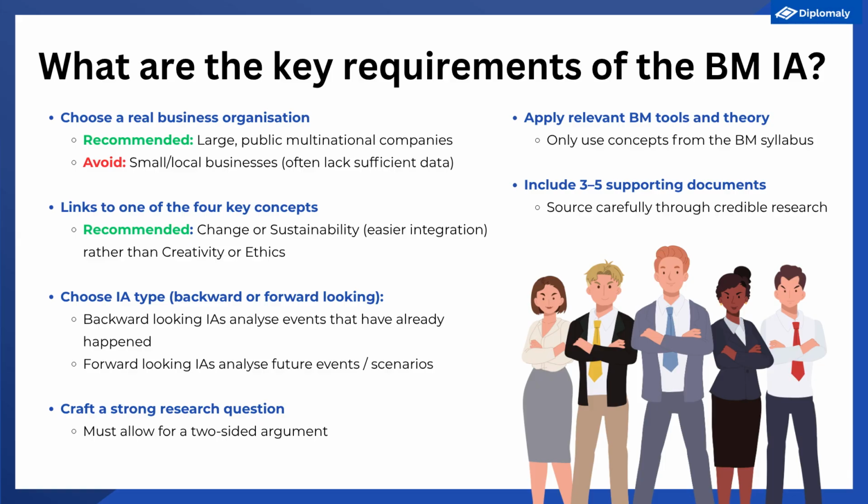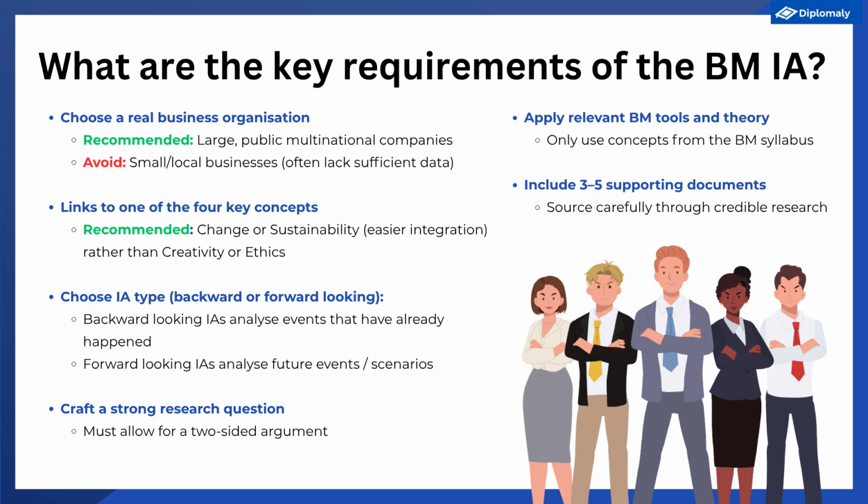There are a few key requirements for the BMIA. First, you choose a real-world business organization. There are many different approaches we have seen students take in choosing their company. We recommend you to use a large public multinational company to ensure sufficient information is available for the IA. The IB does not restrict you from choosing smaller local businesses, but we do recommend you against doing that, as it can make it much harder to meet some of the other requirements on the assignment, which we will discuss later in this video and in this series.